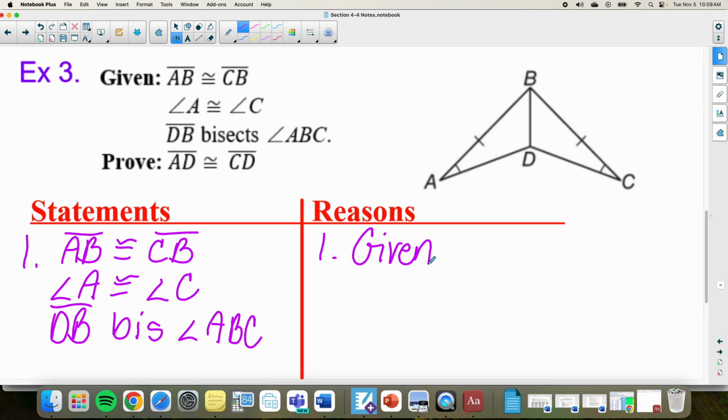Okay, now we want to make sure everything is marked on our diagram. Notice they have that AB is congruent to BC, and they have that angle A is congruent to angle C. Now, some of you might look at this and say, I'm not going to use this right here. I'm going to say reflexive for this, okay? But think about this. I have side, side, side is one that I can use. I can use side, angle, side. And for right now, I can use angle, side, angle, okay?